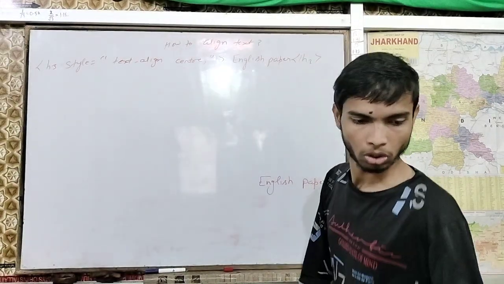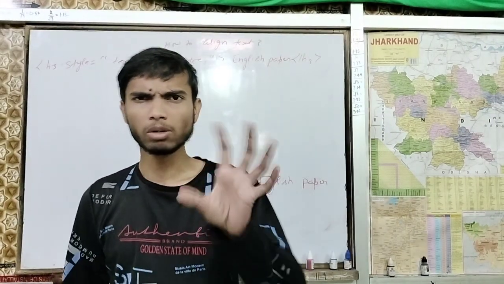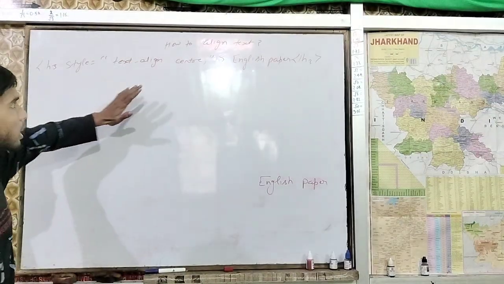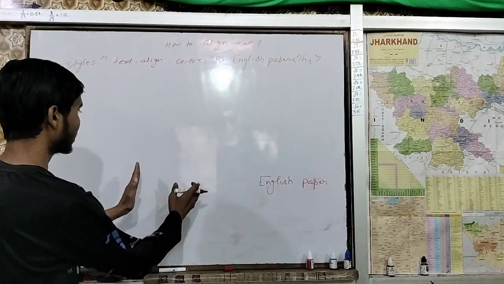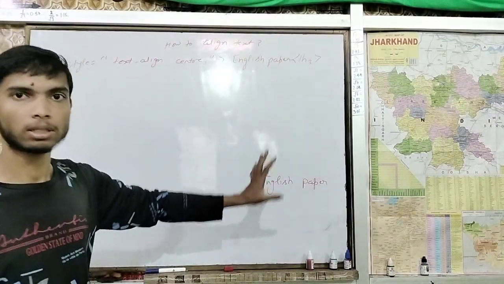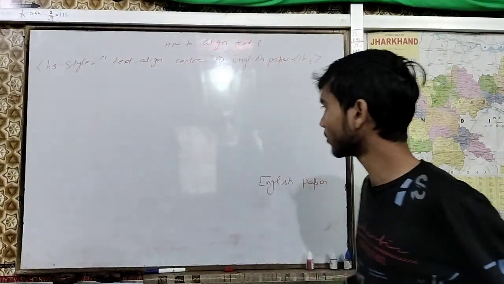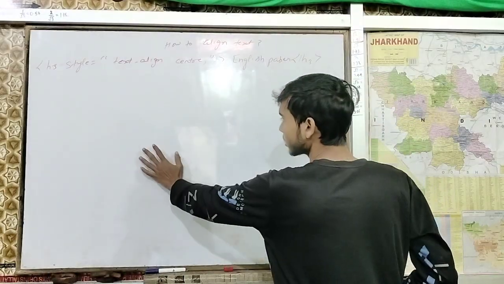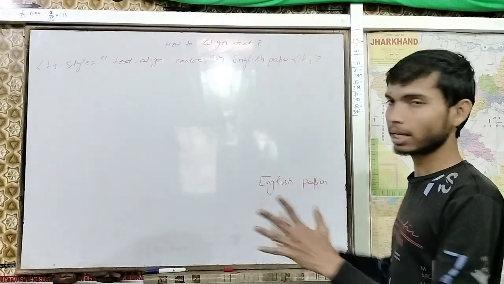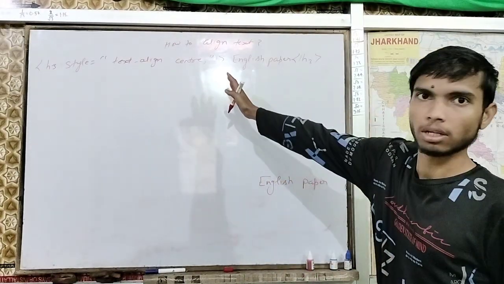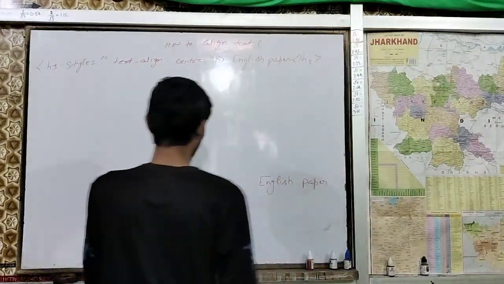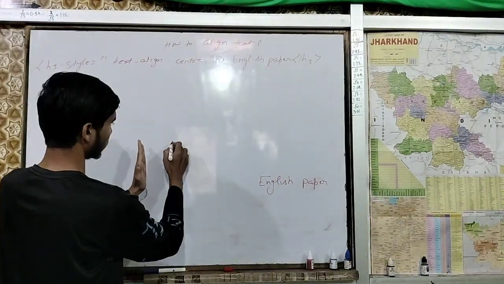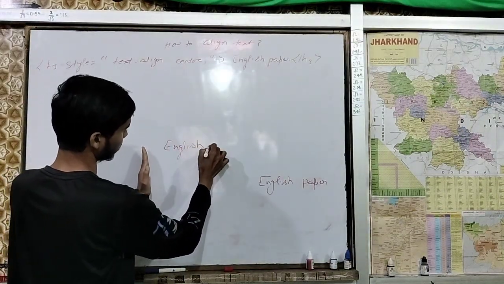Now tell me, what will you observe after this tag? You will observe that this English paper text is between our body. This is the left side, this is the right side, and between is the center. We call it center in the language of HTML. Center alignment. So this English paper text will come at the center over here.